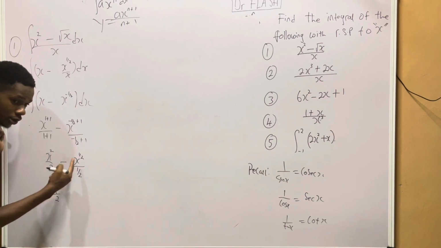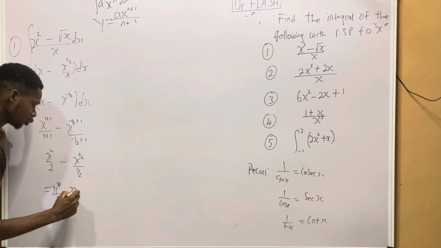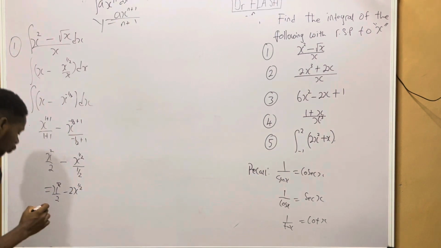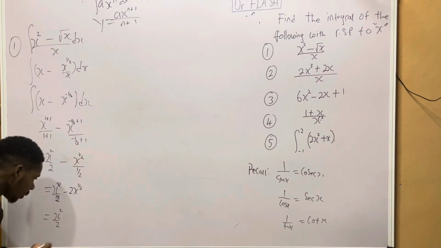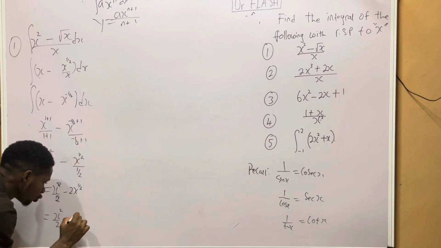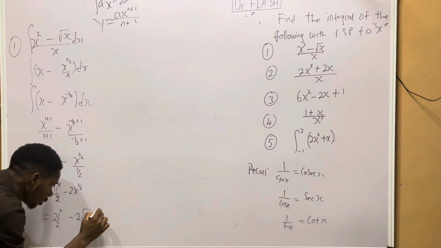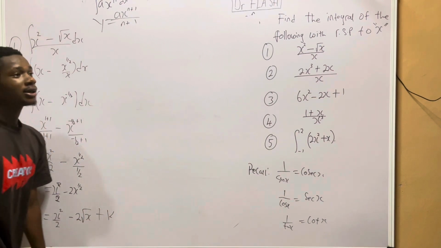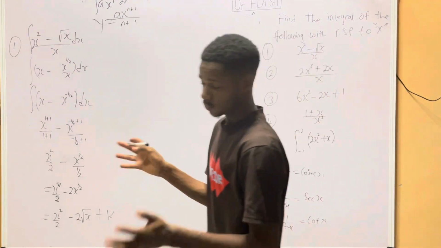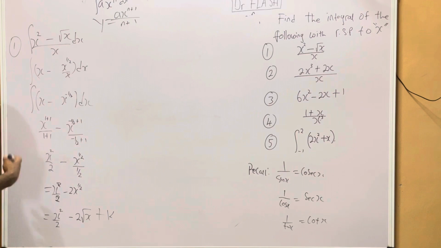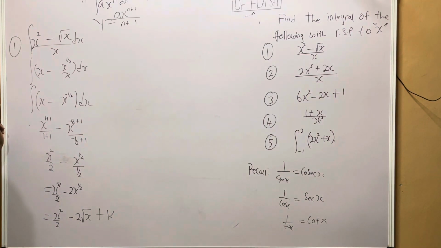When you simplify this, the 2 goes to the top, minus 2x to the power 1 over 2, which we can actually write as x squared over 2 minus 2 root x, plus our constant k. Now this k is telling us that whenever we integrate, which is the reverse of differentiating, we get some constant that we don't know, which was probably there and we can't find back, except we are given what we call initial conditions. So I'm going to add that k whenever we integrate.